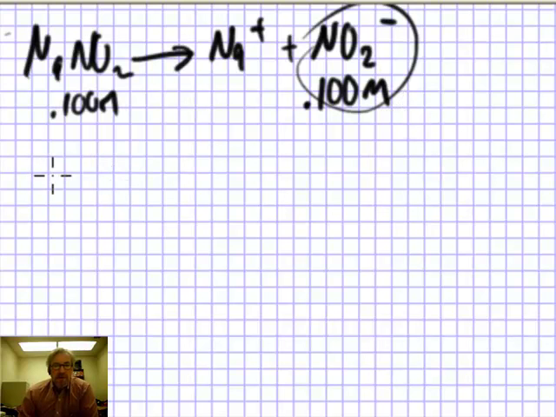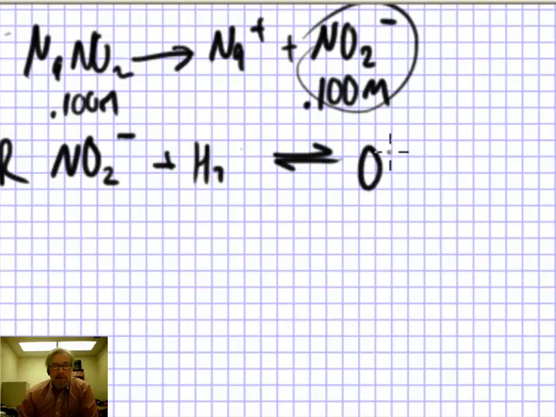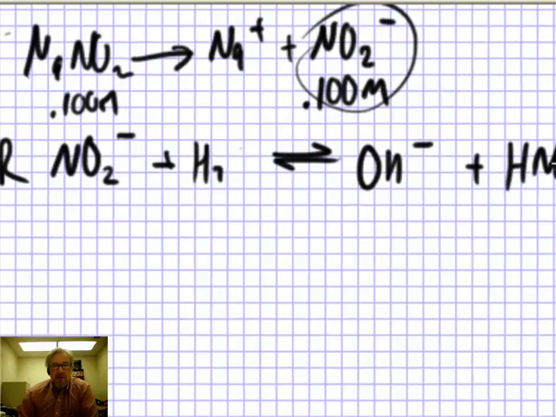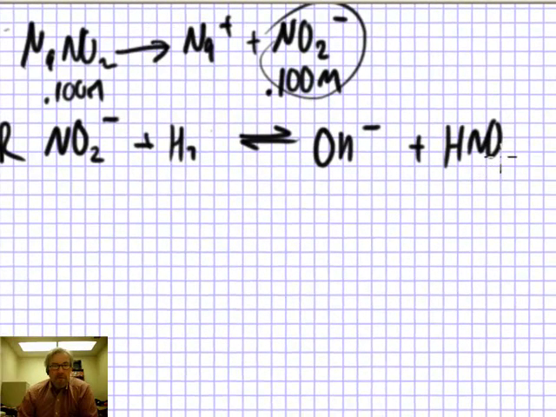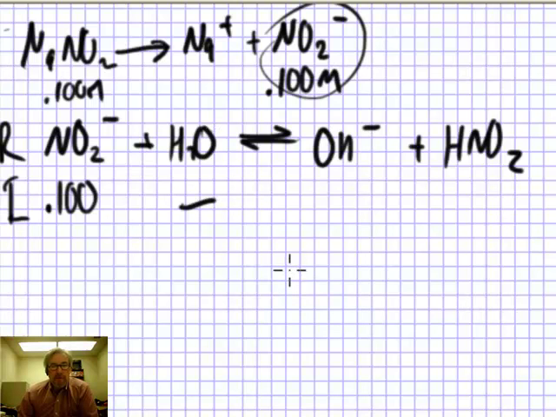The reaction here is going to be NO2-, which is a weak base because it's the conjugate base of HNO2, reacting with water and reversibly producing hydroxide ions and HNO2, the conjugate acid of NO2 1-. The initial concentration is 0.100. Water concentration we don't care about. Hydroxide and nitrous acid will both be 0 initially.